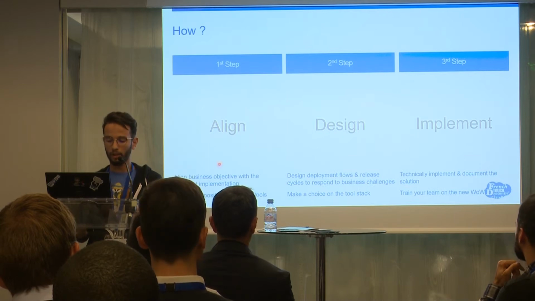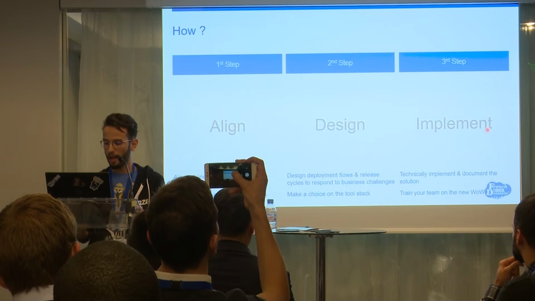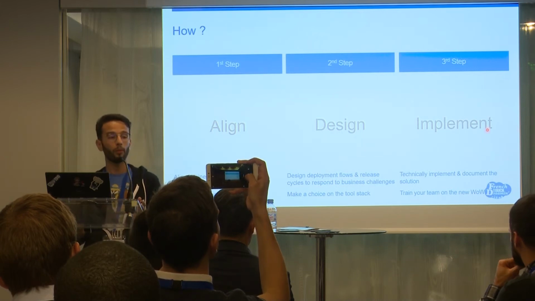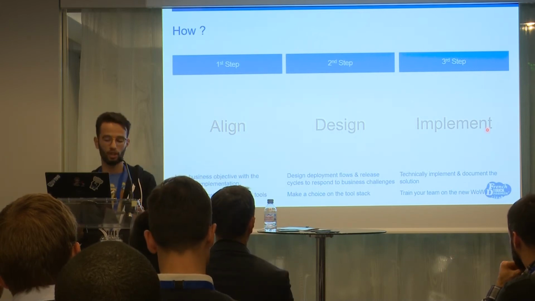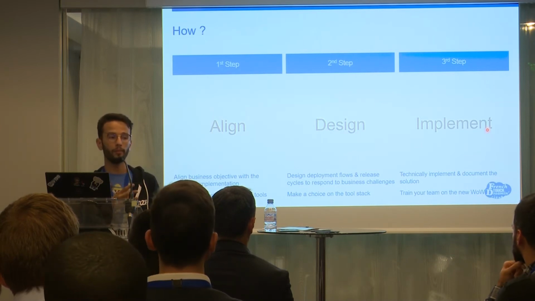So with aligning your business objectives with the technical implementations, I mean that you need to understand what business needs to achieve with agility. Meaning that, do they have release cycles?